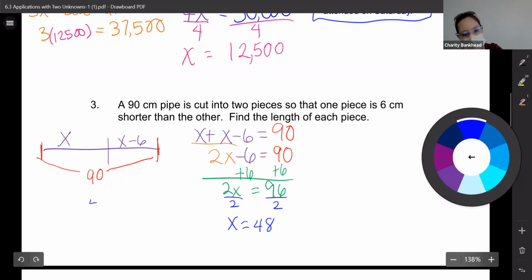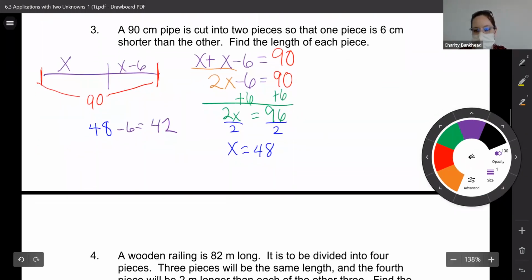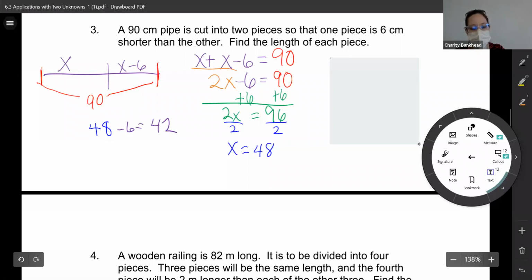48 minus 6 is 42. Okay. So the longer piece is 48 centimeters and the shorter piece is 42.